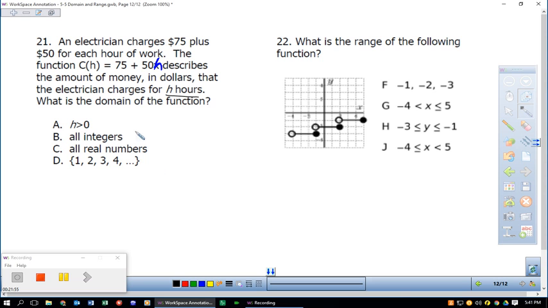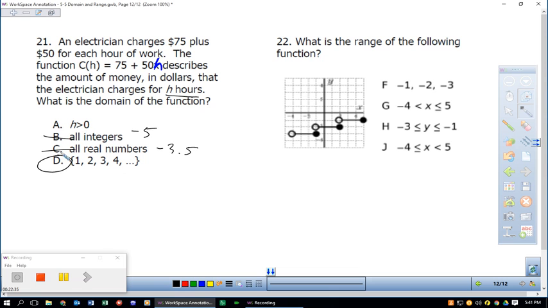So integers means positives, negatives, whole numbers. All whole numbers. So can you have negative 5 hours? Would they charge you for that? No, because there's no such thing as negative hours. All real numbers includes positives, negatives, decimals. So could you have negative 3.5 hours? No, can't have that. You also can't have just any old hour above 0 because they're going to charge you for whole hours. $50 for each hour. So you can have only 1, 2, 3, 4, 5. That's actually going to be D. The answer to 21 is D.